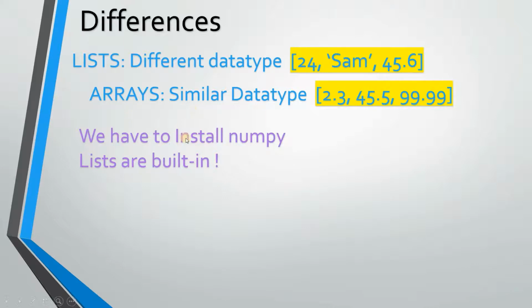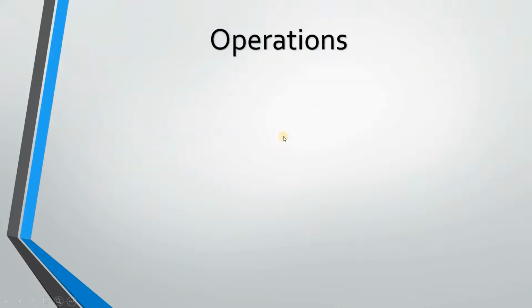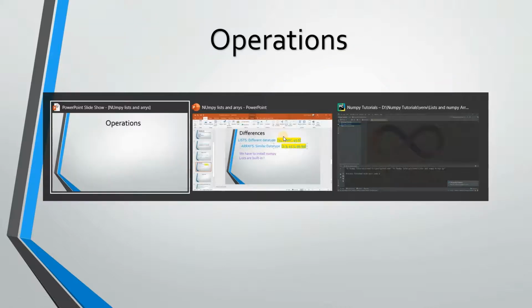One more difference is that we have to import or install NumPy, and lists are built in. We can obviously write a list by using square brackets, and they are built in. We don't have to write import for lists in particular. For using NumPy, you have to import it, and I talked about it in the earlier tutorials. And now let us see the operations actually.